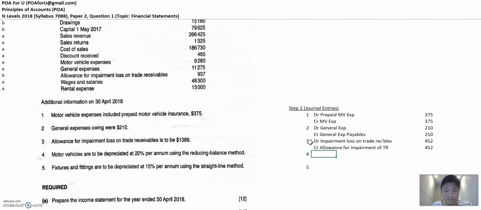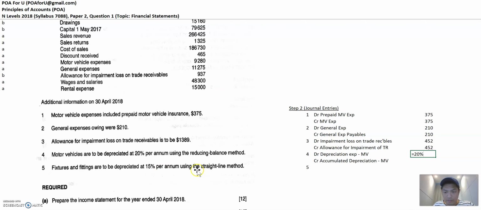of additional information. Motor vehicles depreciation at 20%, straight line method. So depreciation, also there's a standard journal entry: debit depreciation expense MV, and credit accumulated depreciation MV. So this is a standard journal entry for depreciation. And how much is it?